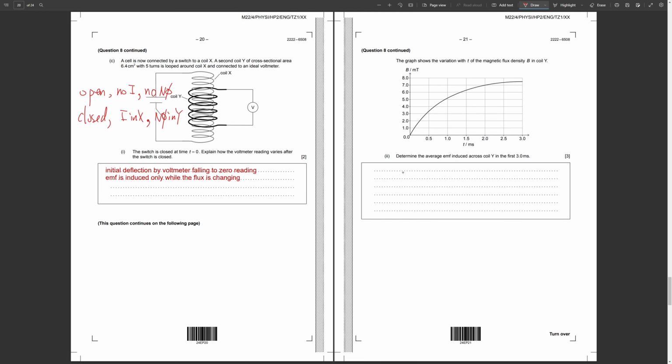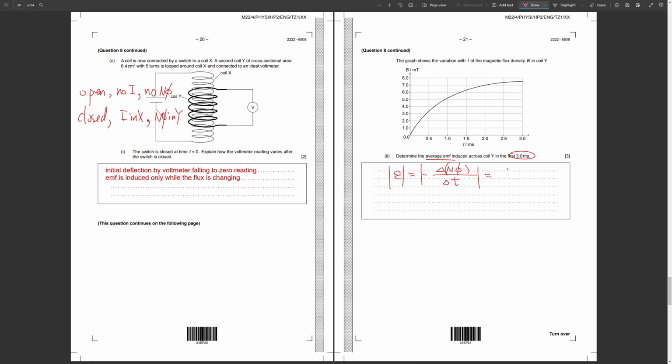Next, using the graph, we are going to determine the average induced EMF only for 3 milliseconds. The induced EMF is negative delta flux linkage over the time taken. If we are studying the magnitude only, then we can take the absolute value.